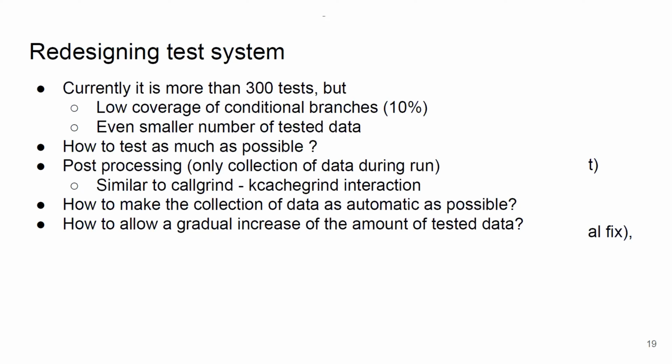But first of all, there is low coverage of different branches. We are testing only 10% of all of them, and an even smaller amount of tested data. So how to change this? Well, a little bit of thinking.